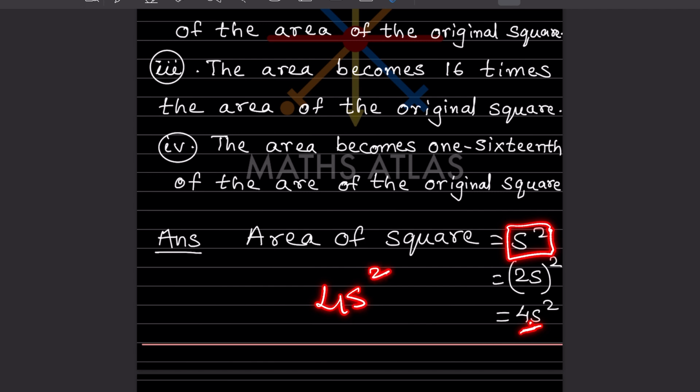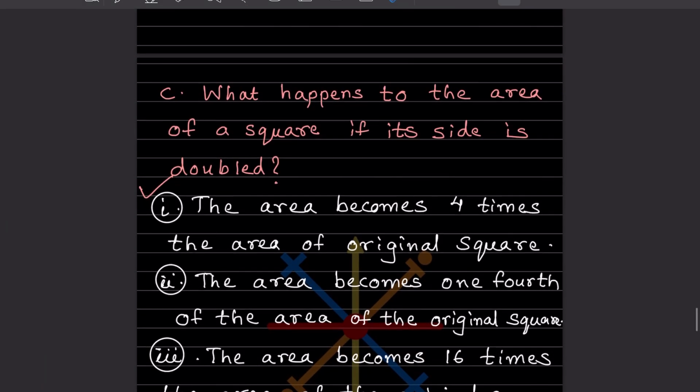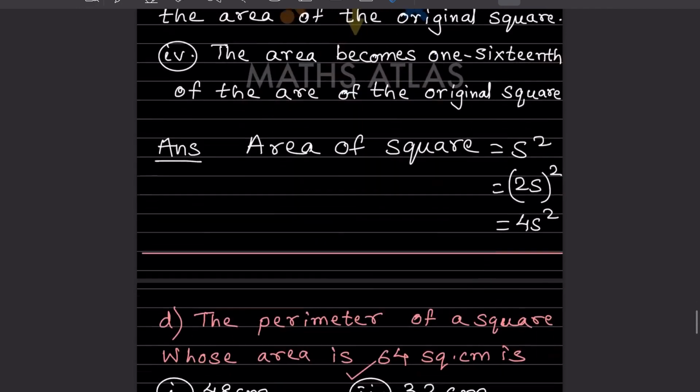So how many times does it get doubled? They said, what happens to the area of a square if its side is doubled? So what will you write here? The area becomes 4 times the original one. Original was s square and now it became 4s square. So area becomes 4 times. So this is the correct option.